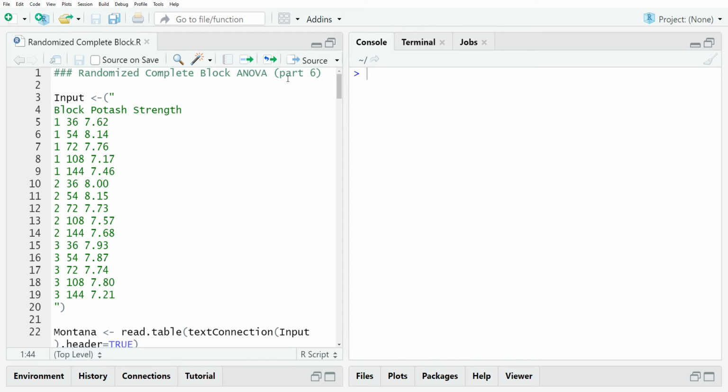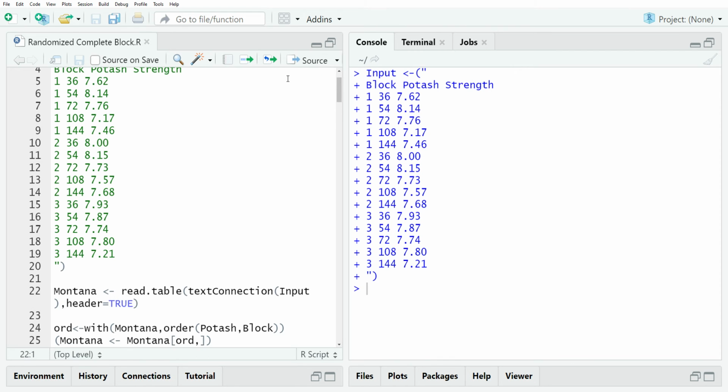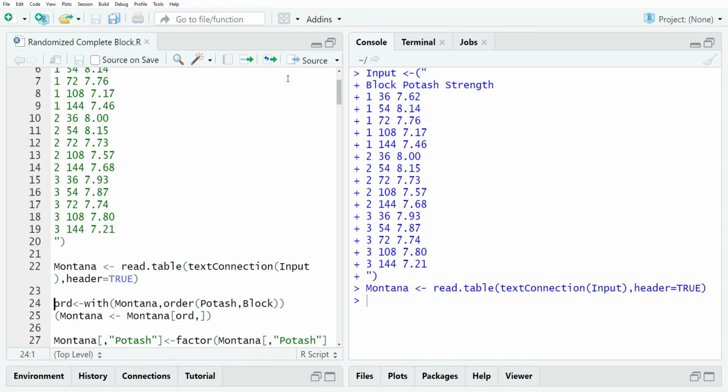make sense. So first, I searched the internet for data for a randomized complete block design. And I found some data from Montana University where they were looking at the strength of cotton based upon how much potash fertilizer you used when you planted the cotton. Now they treated the plots of land like blocks. And then within each block, they plotted the different amounts of potash. So let's load the data here into, I call it Montana because that's where the data came from.